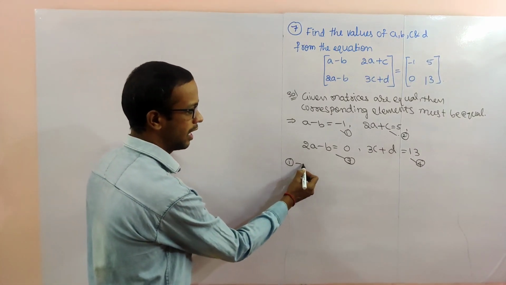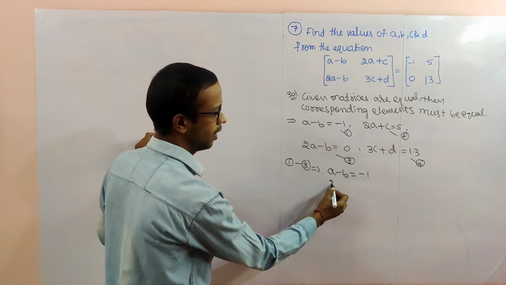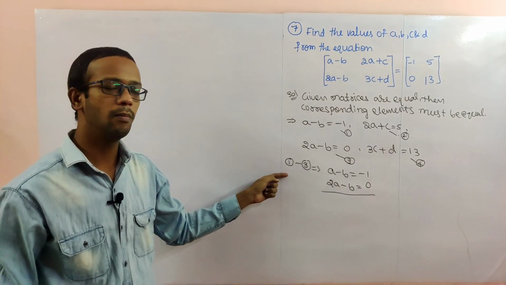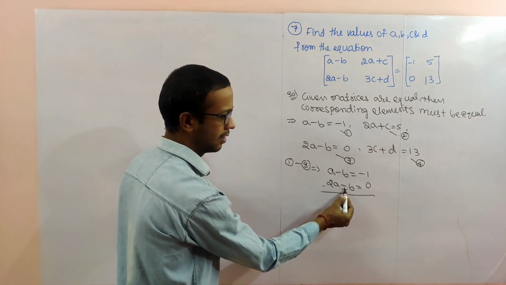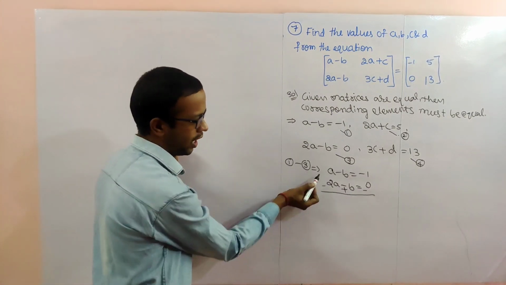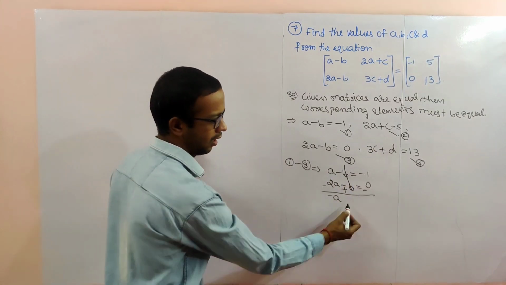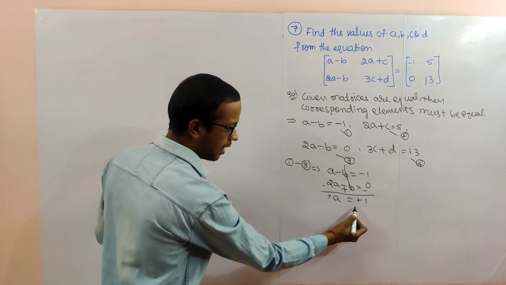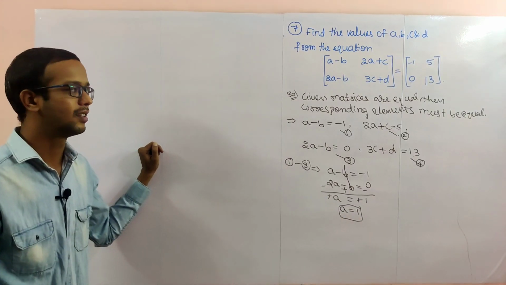So 1 minus 3 I'll make: a minus b is equal to minus 1, 2a minus b is equal to 0. When making subtraction, change the signs. My plus is there, minus; minus is there, plus; plus is there, minus. So now a minus 2a, minus a, plus b minus b cancel, is equal to minus 1 minus 0, minus 1. Here minus and minus cancel, a is equal to 1.